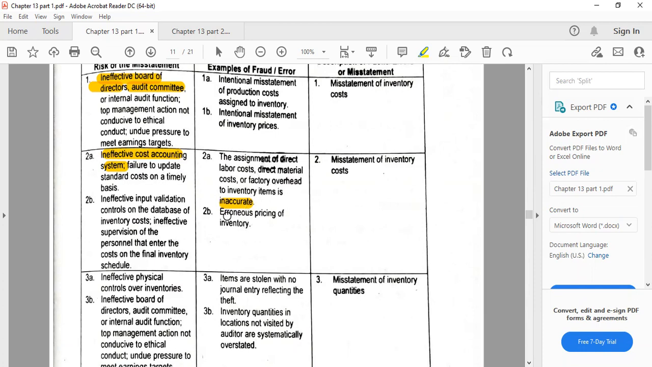Diba? If you are into manufacturing, the total product cost will be direct materials plus direct labor plus factory overhead. And from the product cost that you determined, you have to decide on a markup. So how much will you add on top of it, and then you can determine your selling price. So if your product cost is already wrong, your pricing will also be wrong.